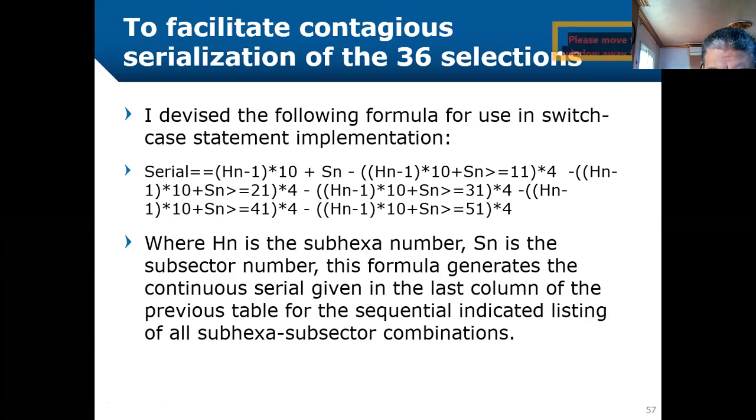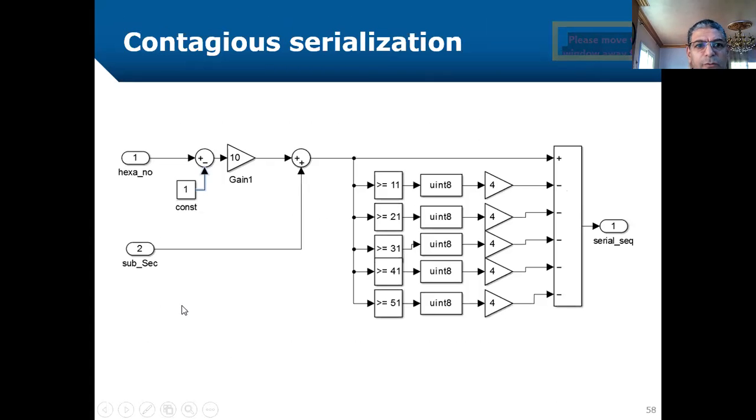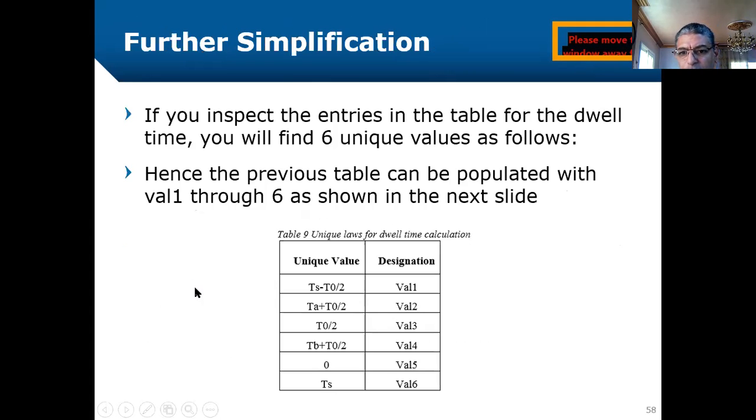This formula generates the contiguous serial given in the last column of the previous table for the sequential listing of all sub-hexa subsector combinations. As you see in this table, this number is the serial, and it is the result of applying this formula to the combination of sub-hexa number and subsector number. Okay. So now, this is the contiguous serialization, the formula of serialization that will give us a serial number from the hexa number and subsector number.